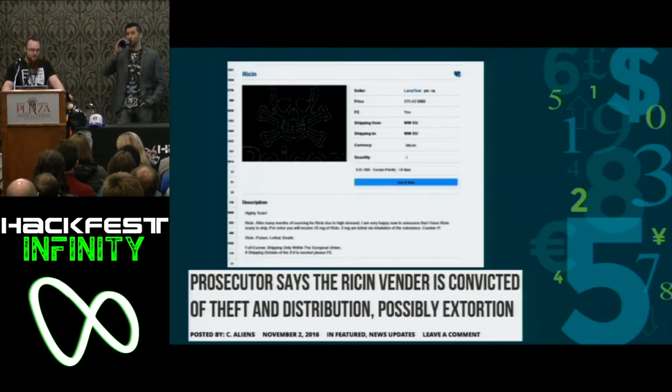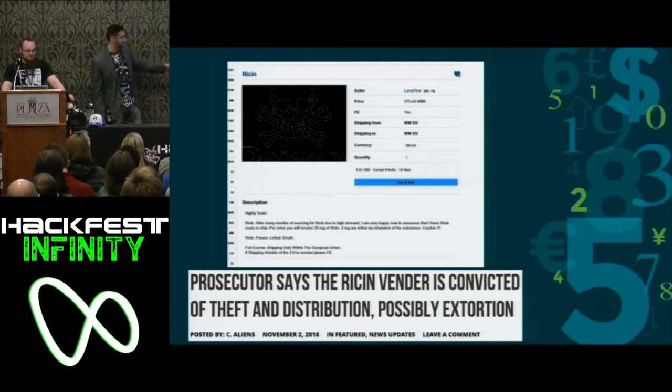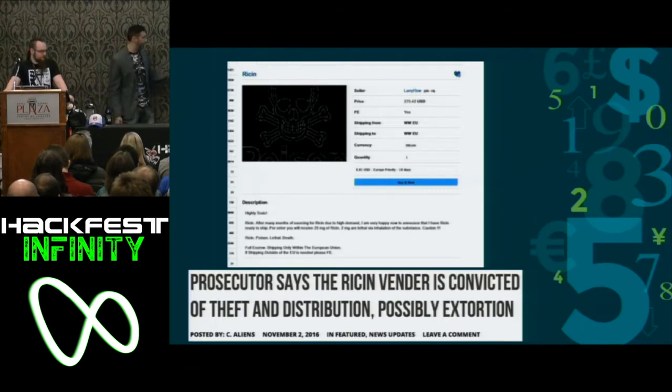Yeah. Also you could just buy like real poison. Oh yeah. Ricin, Breaking Bad, ricin. Untraceable poison. Yeah, here you go. I like the reviews they have here, like when somebody posts a complaint or a notice, like prosecutor says the ricin vendor is convicted of theft and distribution, possibly extortion. Which in normal cases would make you be like, oh, I don't want to deal with this person. But here that's like, oh, they're legit. This is the guy I want. Yeah. It's real ricin. Cool. Shut up and take my money. Like he delivered. Yeah, he delivered, man. He got busted for it.